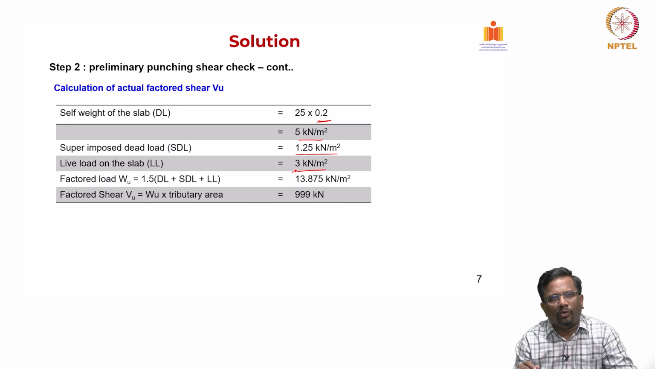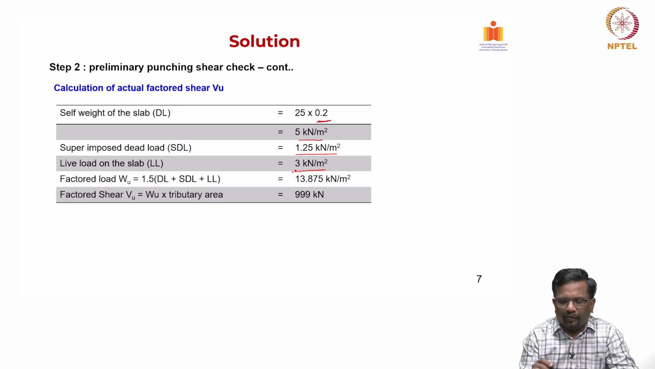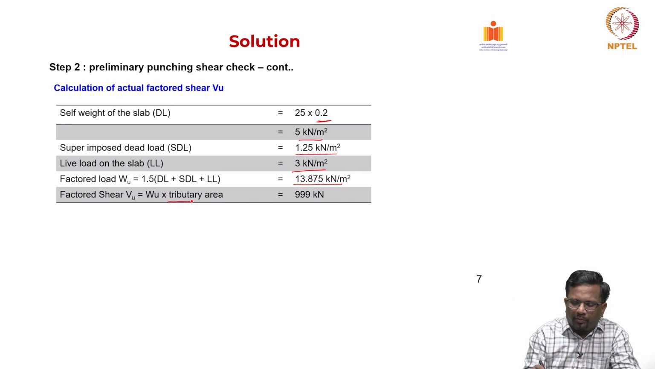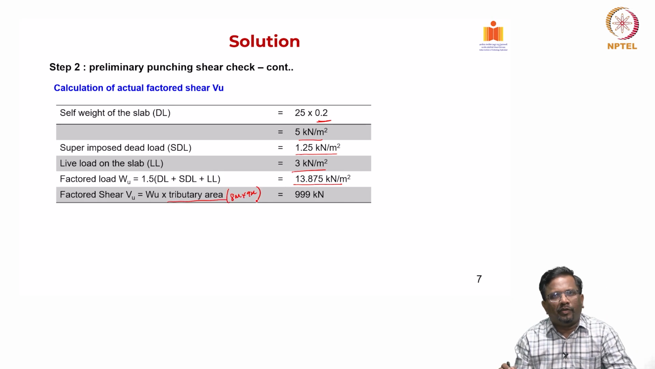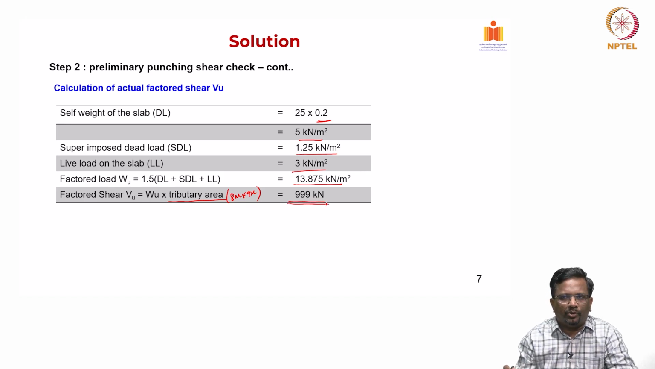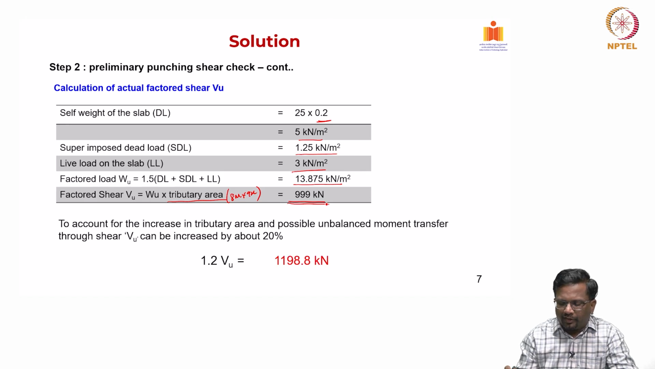So, as per IS codes, we take load factors as 1.5, which is slightly higher than what you have for ACI code, but we take 1.5. So, when you multiply with 1.5 and add up all these things, you get a total factored load of 13.875 kilonewton per meter square. Now, what is the factored shear that is acting? This Wu multiplied by the tributary area, which we have taken as 8 meter by 9 meter for an interior column. So, when you multiply that, I get a shear of 999 kilonewton, right. Now, this is the demand.